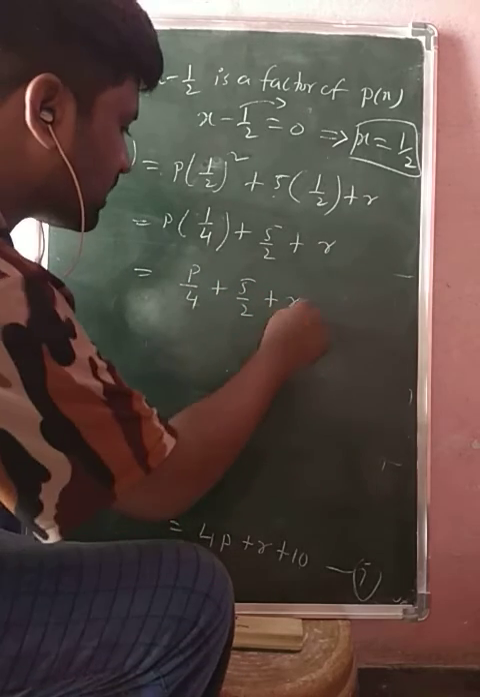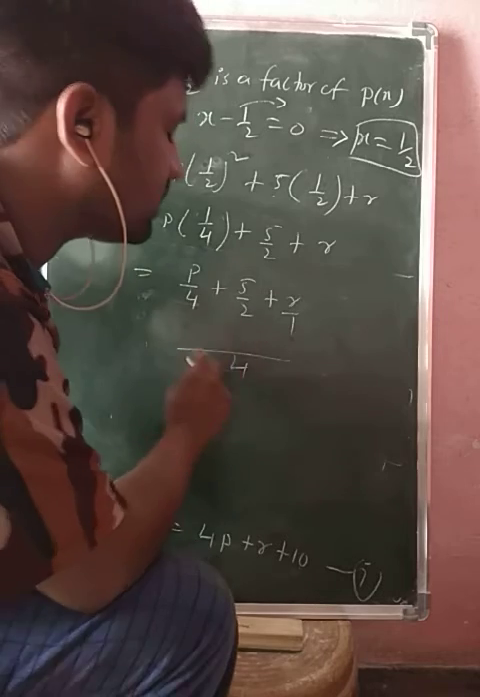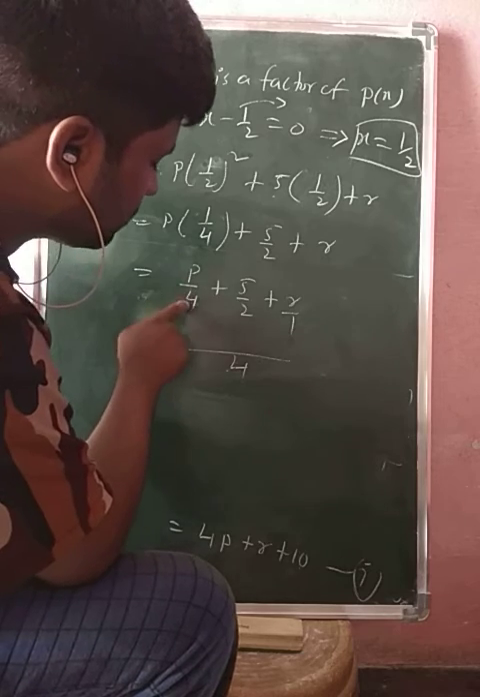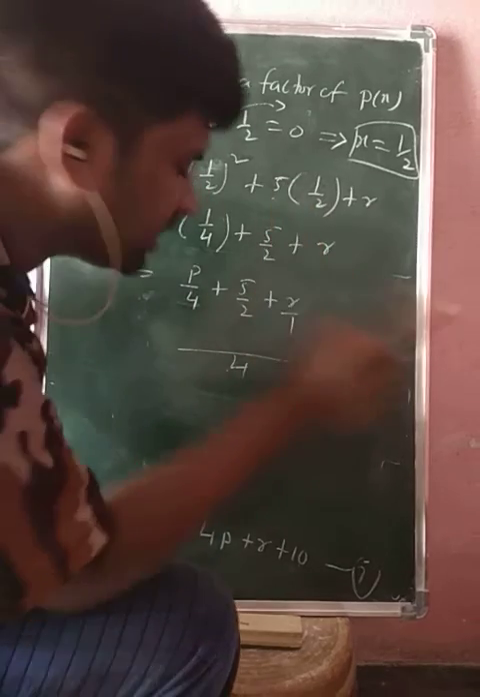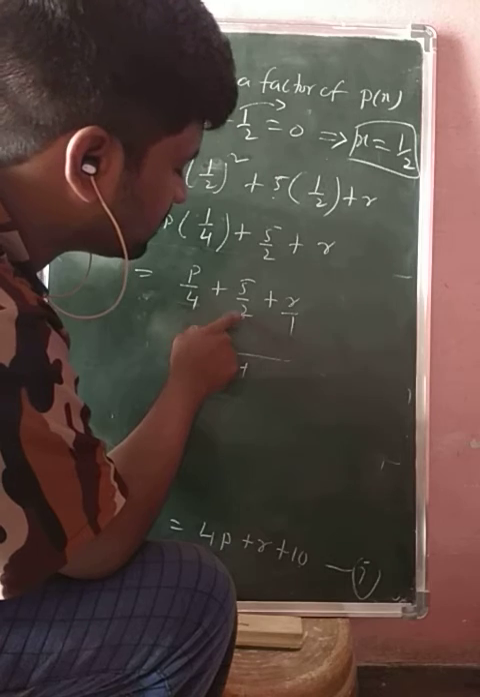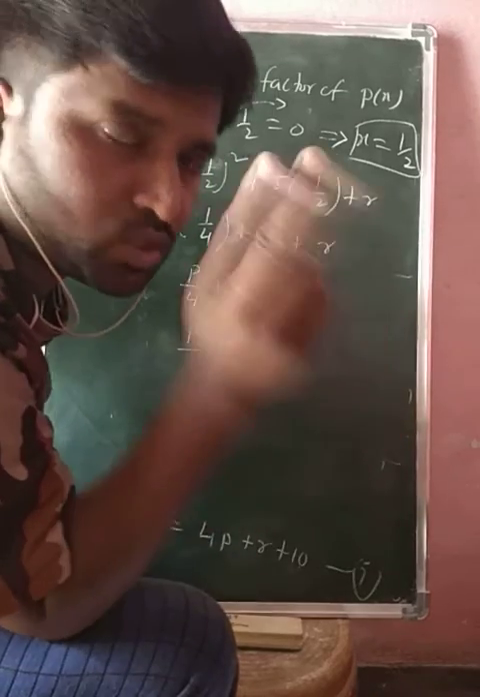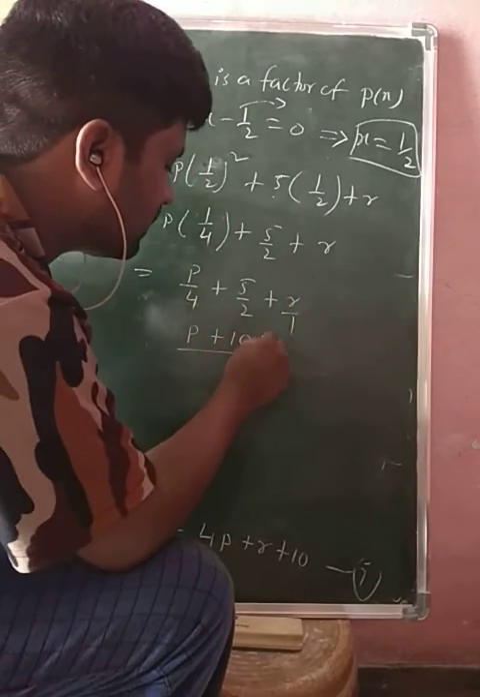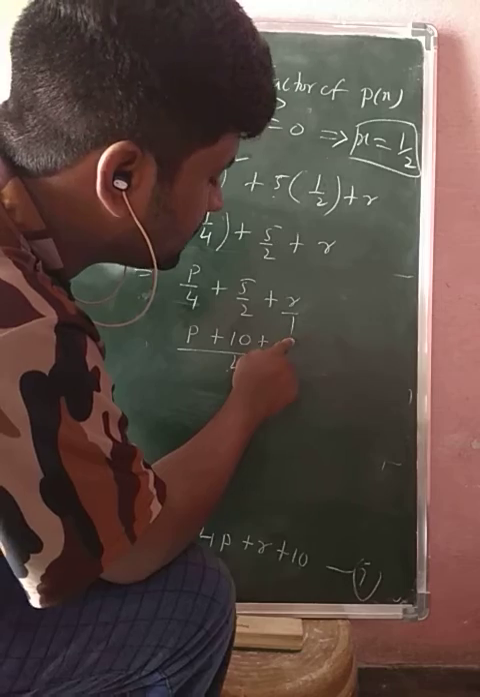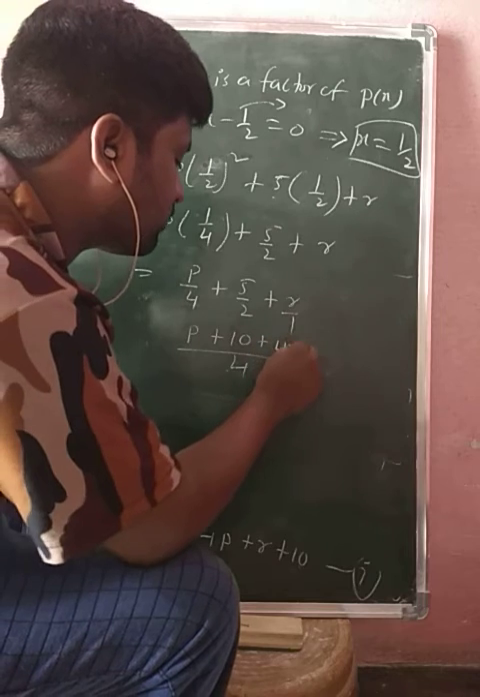By taking the LCM, with denominator 1 for r, we get LCM as 4. The denominator 4, how many times in 4? 1 time. That's why 1 into p gives p. The denominator of the second fraction is 2. It is 2 times in 4. That's why 2 into 5, we get 10. Plus the denominator 1, it is 4 times in 4. That's why 4 into r, we get 4r.